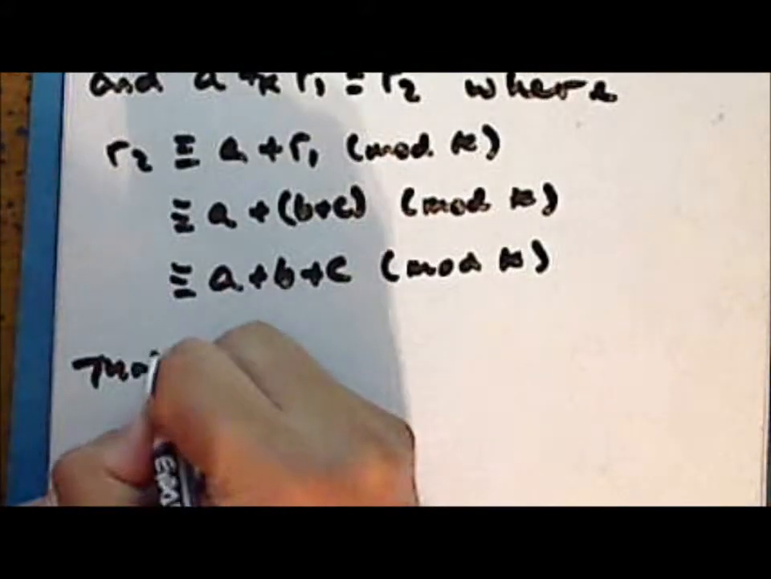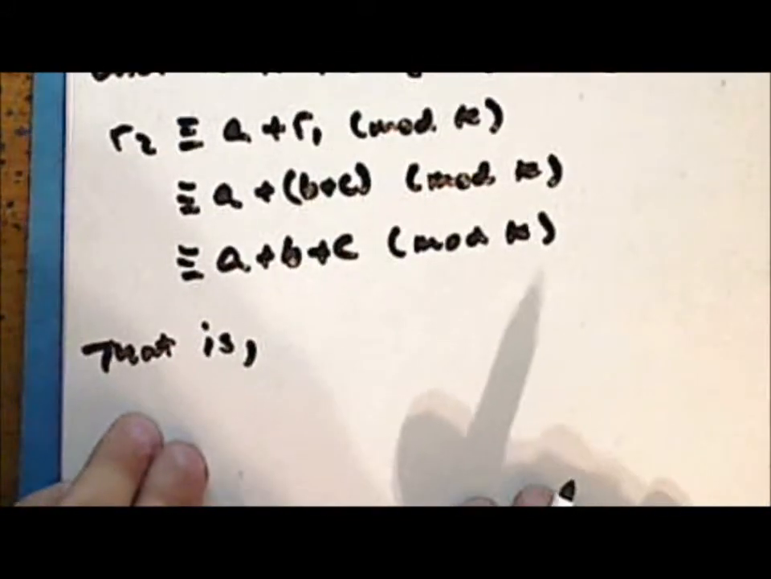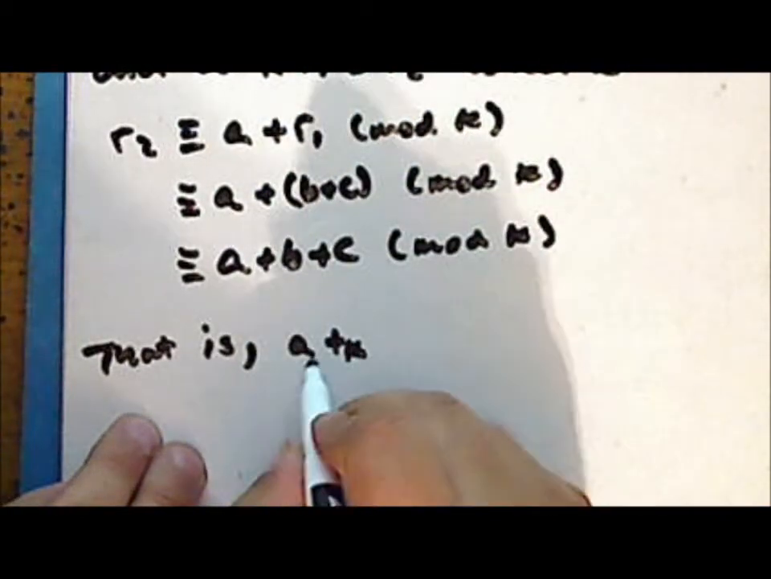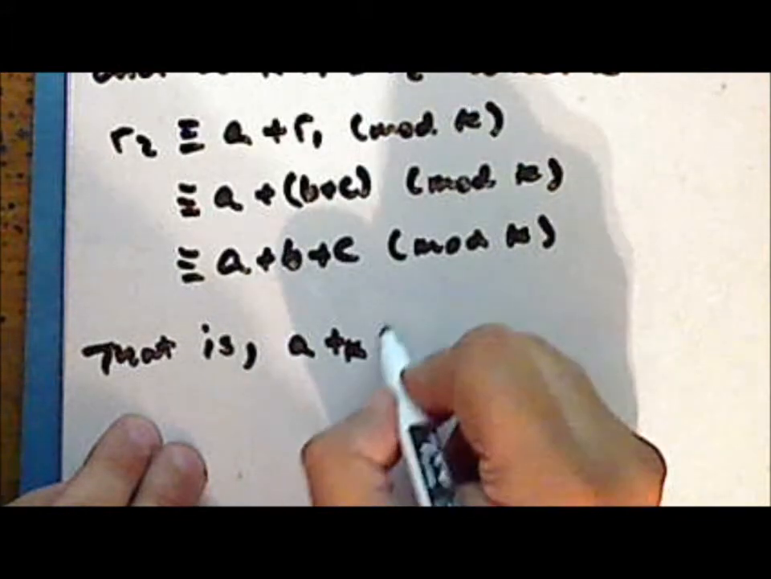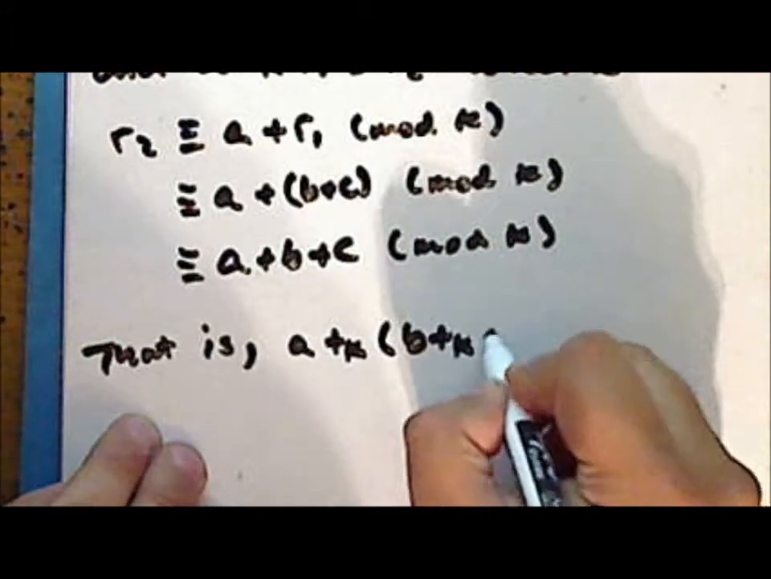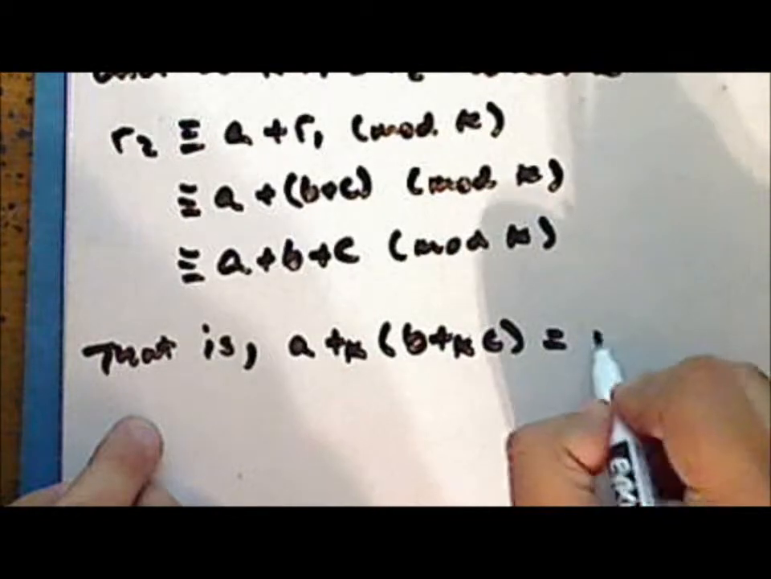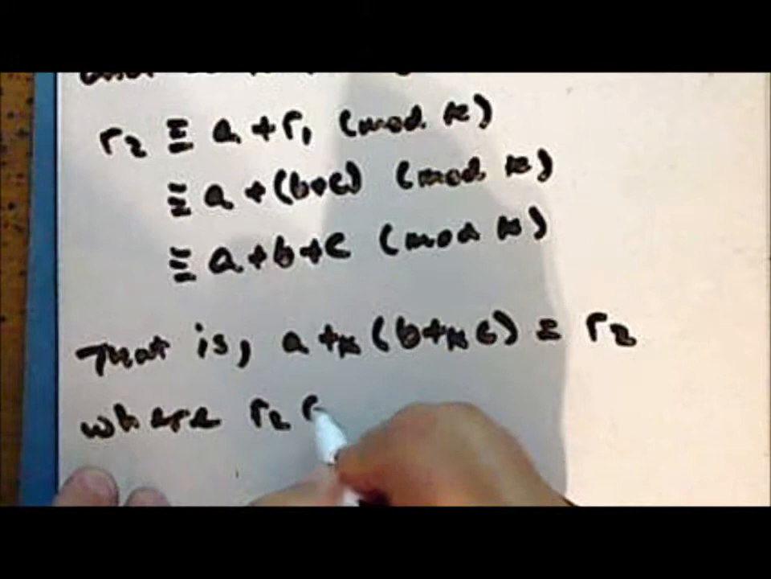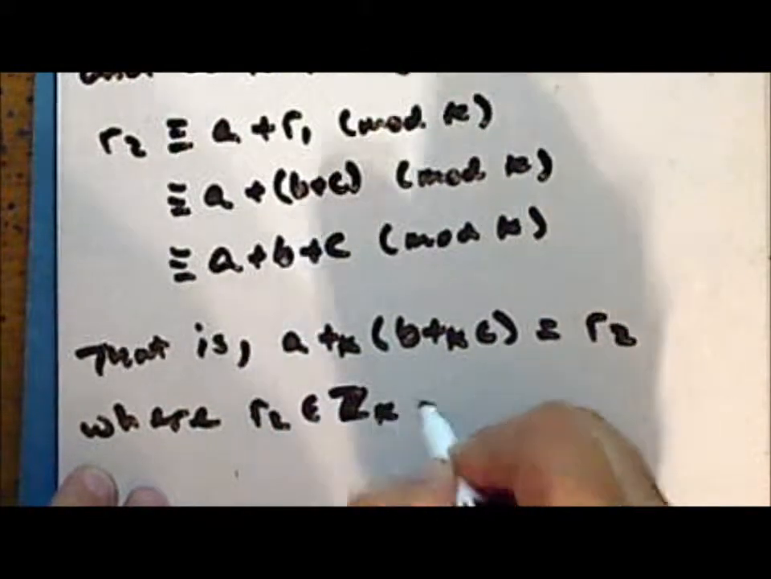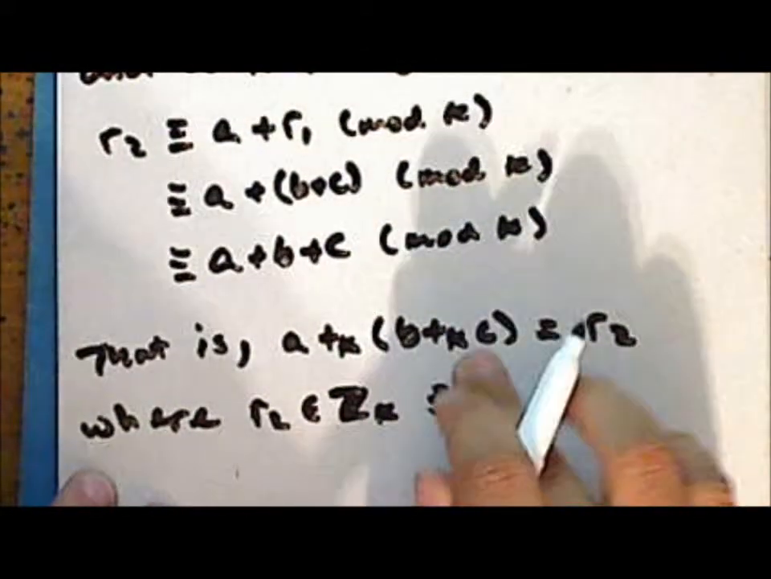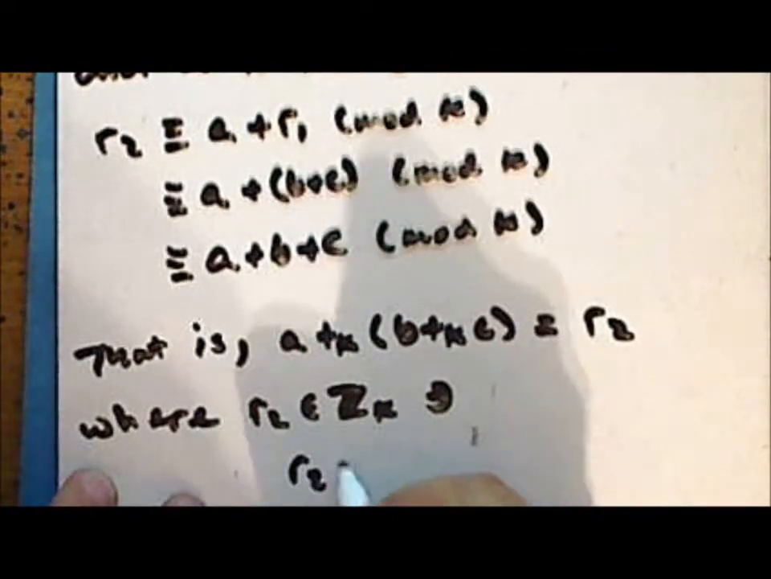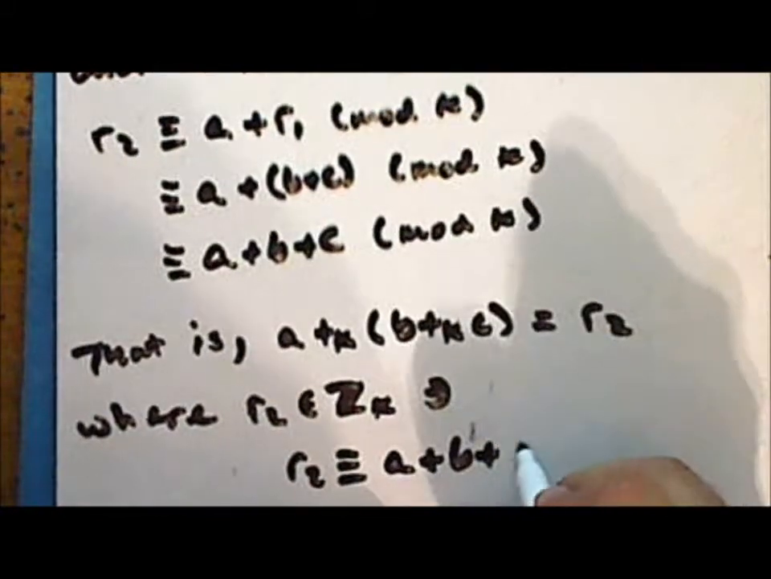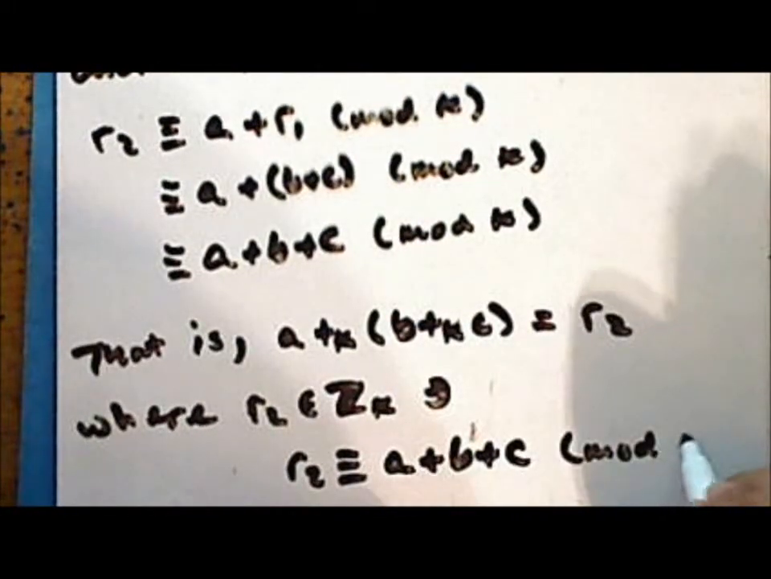So that is, the sum modulo k of the element a plus the quantity b plus c modulo k is equal to r sub 2, where r sub 2 is an element in the set of integers modulo k, such that r sub 2 is congruent to the sum of the three elements a, b, and c modulo k.